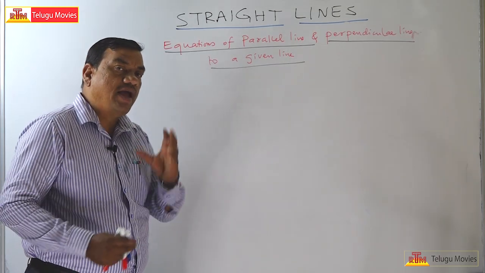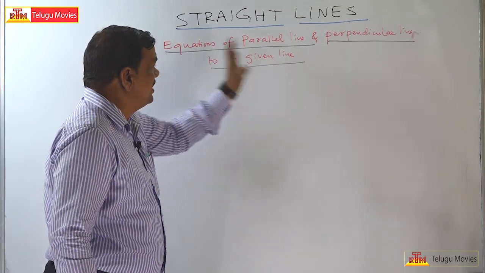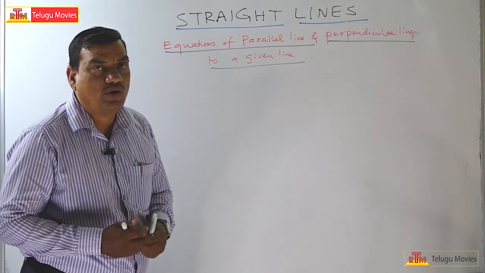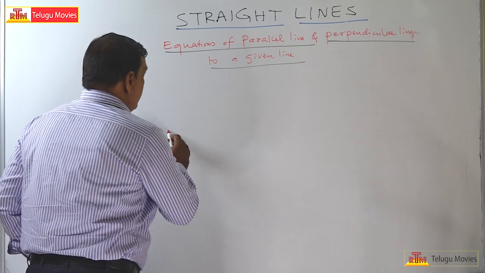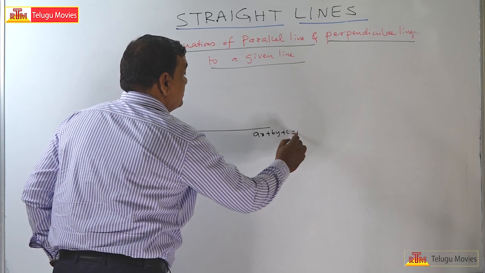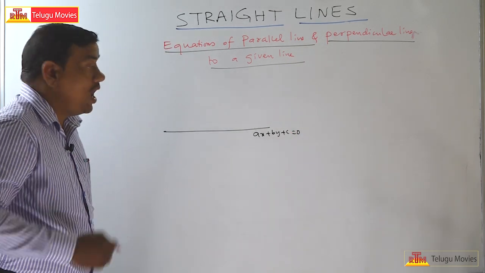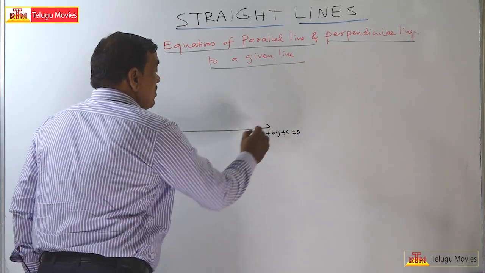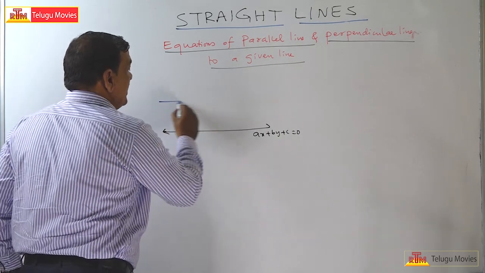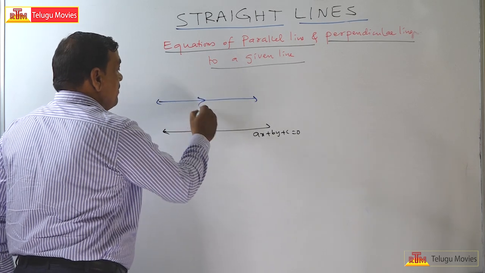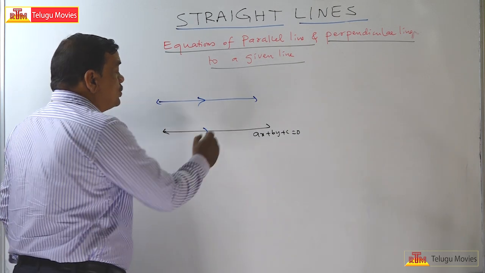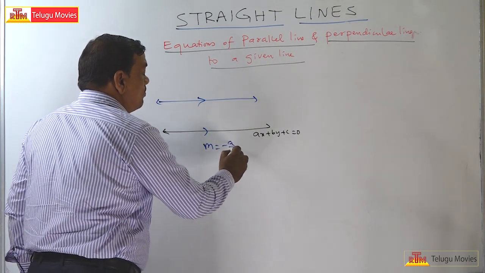Welcome back. So, here I am going to explain equations of a parallel line and a perpendicular line to a given line. Okay. Now, let us say that there is a line, its equation is ax plus by plus c is equal to 0. I want to find out an equation of the line which is parallel to this line. So, there is another line, these two lines are parallel. I want to find out the equation of this line. What will be the slope of this line? M is equal to minus a by b.